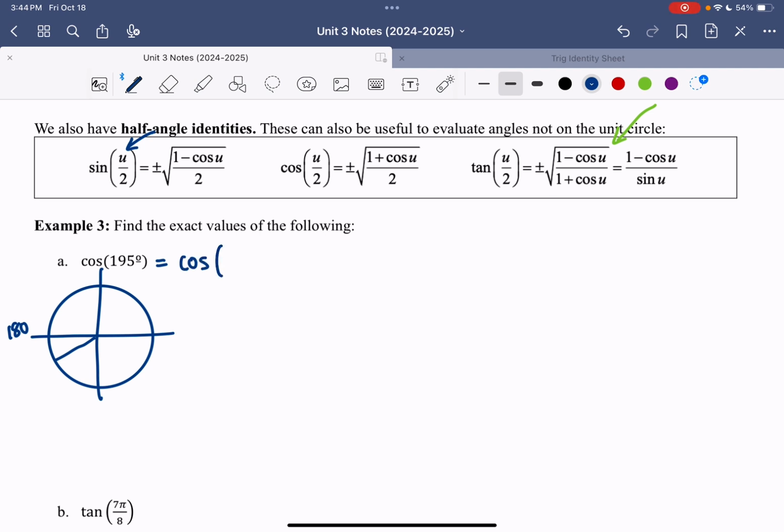Okay, so 195 times 2 is going to be 390. So I'm looking at cosine of 390 over 2. So the value of u that we're going to use is going to be 390. Okay, and just thinking about where 390 is on my circle, I know that 360 is here, that's 2 pi, so 390 would be 30 more, okay? And if this is a 30-degree difference, that means that 390 is coterminal with 30 degrees.